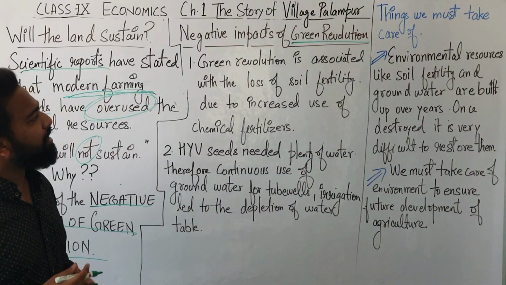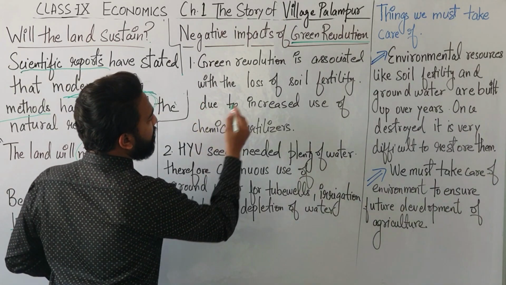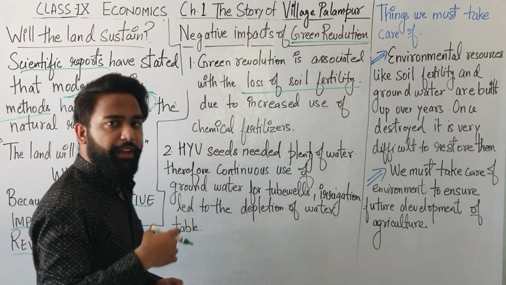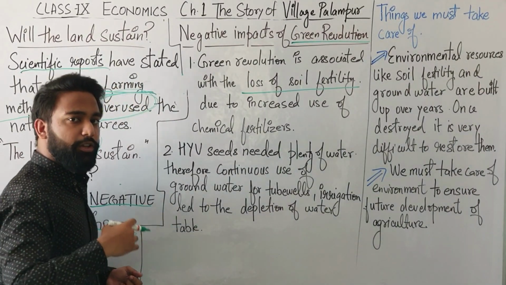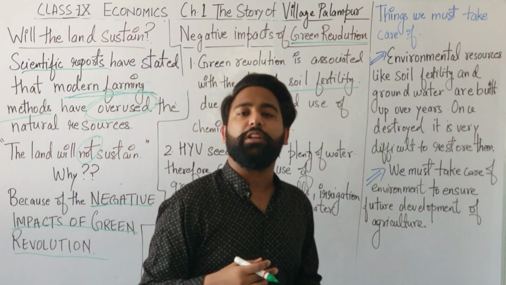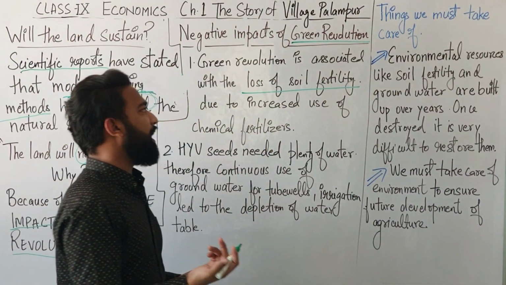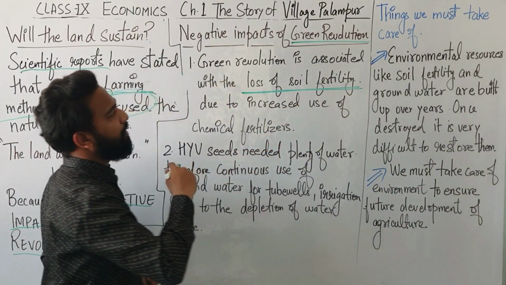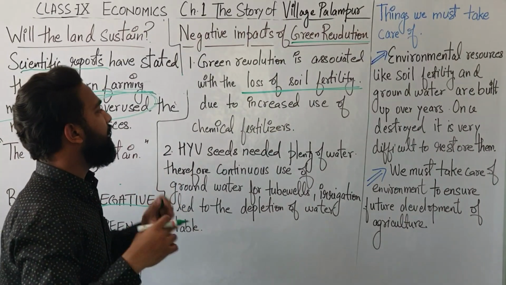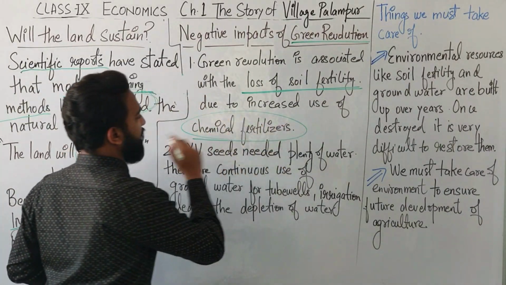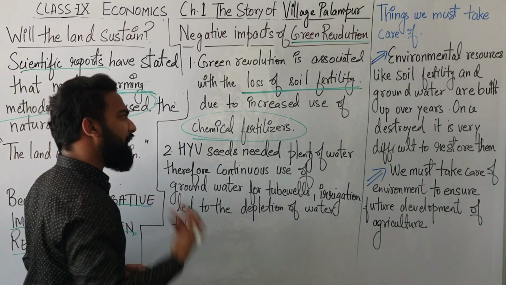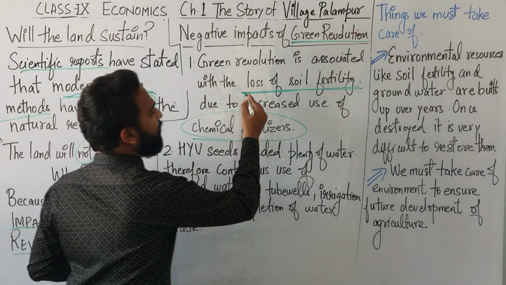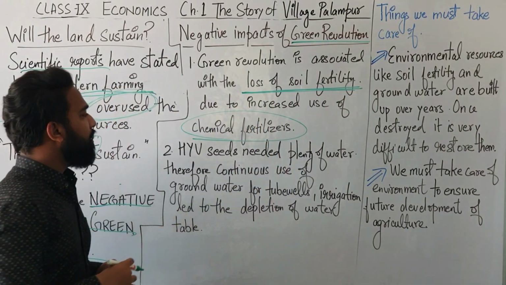First of all, the Green Revolution is associated with the loss of soil fertility. If we are using lots of HYV seeds, lots of chemical fertilizers, lots of insecticides and pesticides, then it will result in the loss of soil fertility after some time. The land will give up its fertility due to increased use of chemical fertilizer. If we use the fertilizer again and again in an overusing way, then the land will lose all of its soil fertility.